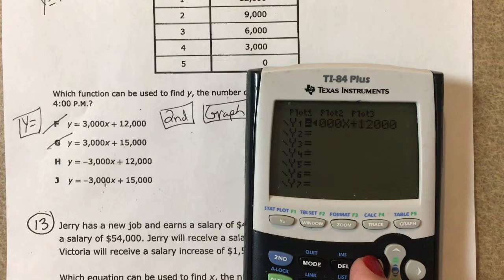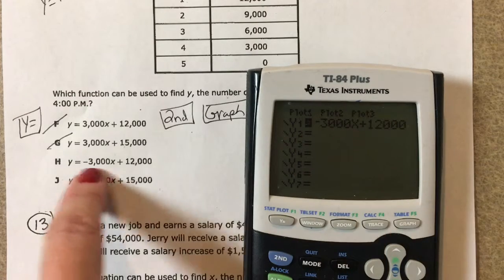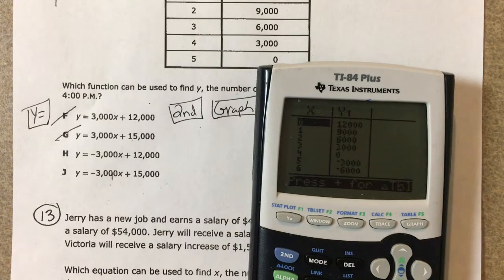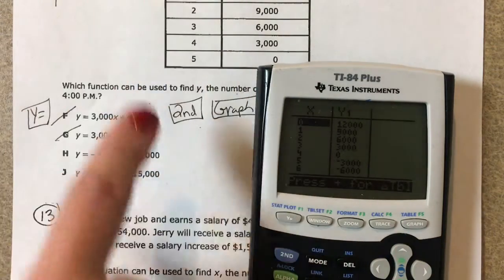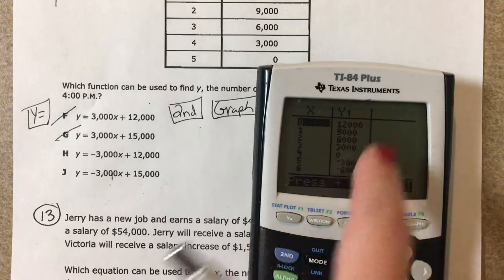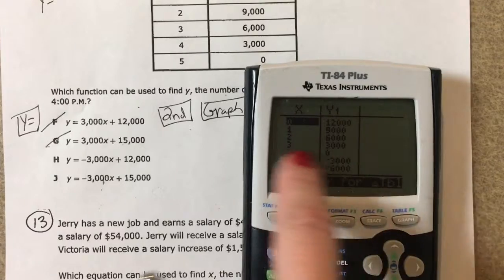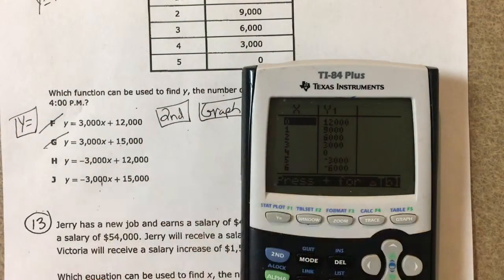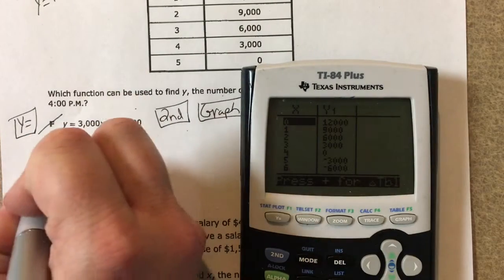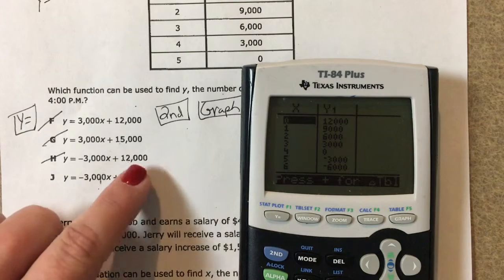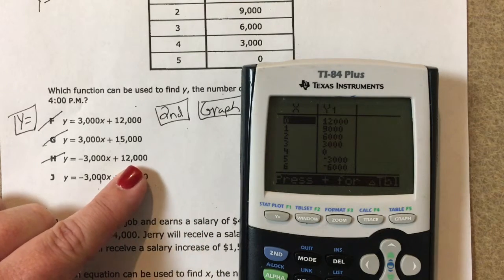All right, so now I've got my negative 3,000x plus 12,000. I go to second graph, gives me the table. For 1, I want it to be 12,000. Well, at 0, it's 12,000. And these numbers look great, so you could accidentally, if you weren't being careful, think this was the correct answer, but they're off by 1. So that's not the correct answer. And that is, in fact, the most picked wrong answer there.